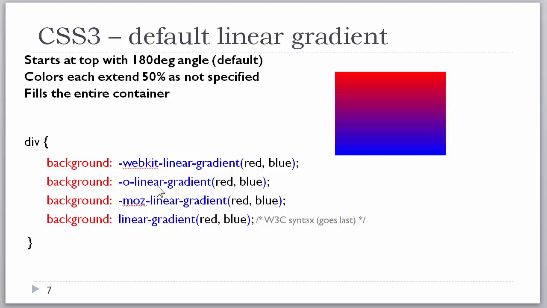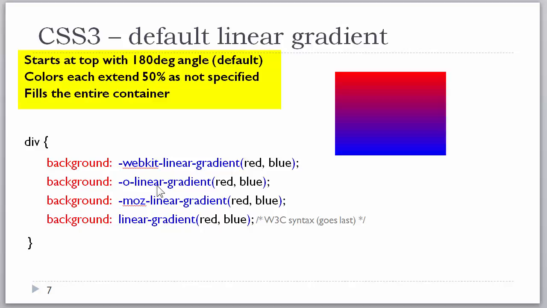Now notice we are passing two values, two parameters, to this linear gradient value: red, blue. At minimum, this is all you need. However, there are some defaults that are being set that you should be aware of. Number one, the gradient will start at the top. That is a default. It starts at the top and goes to the bottom. It is also working with what is called a 180-degree angle. So if you remember from your old math days, I assume this is more of a geometry issue, a 180-degree angle is a horizontal line. So we are going straight down.